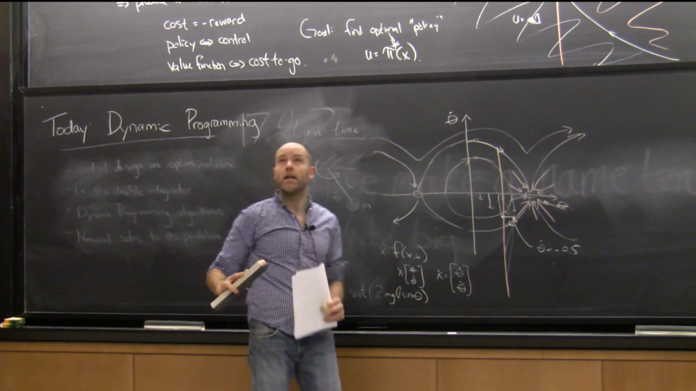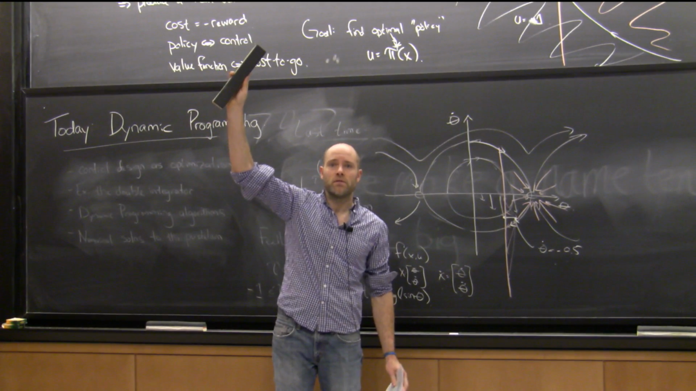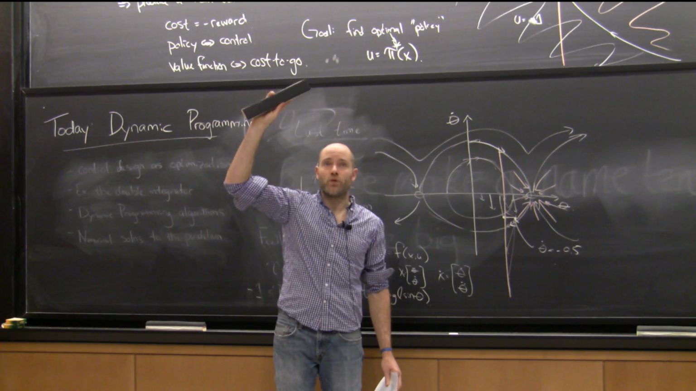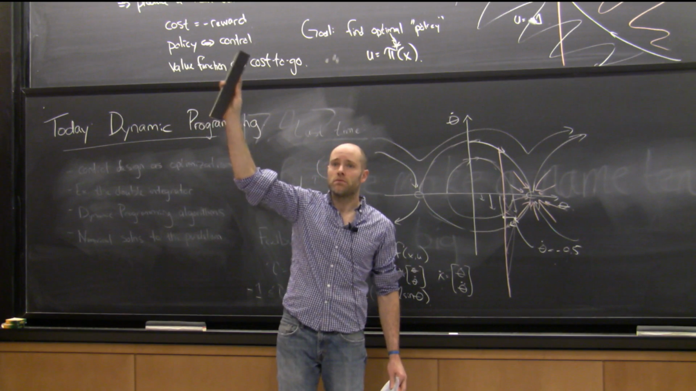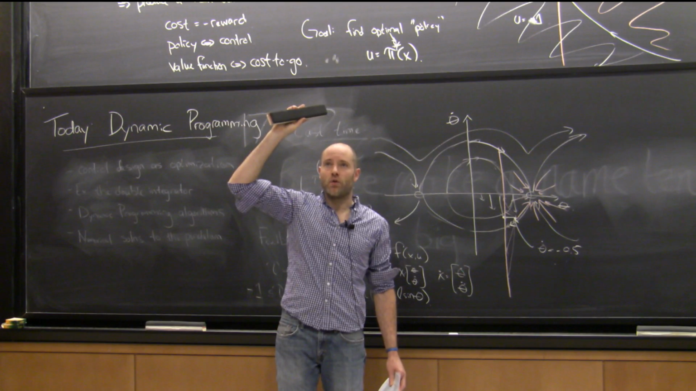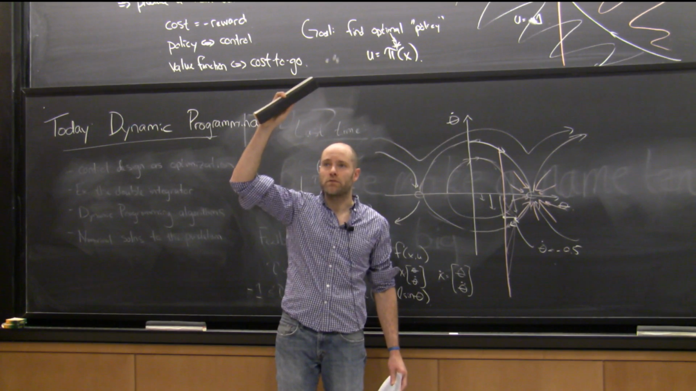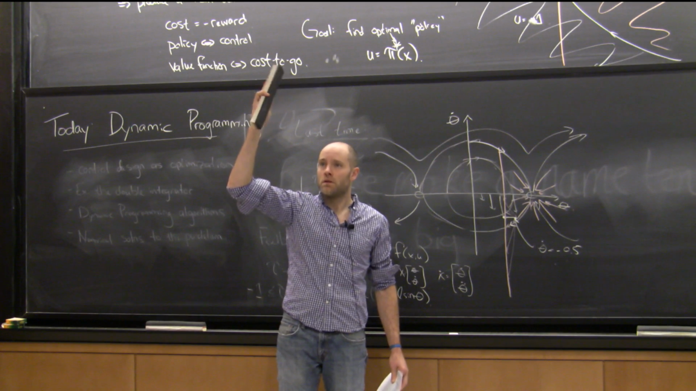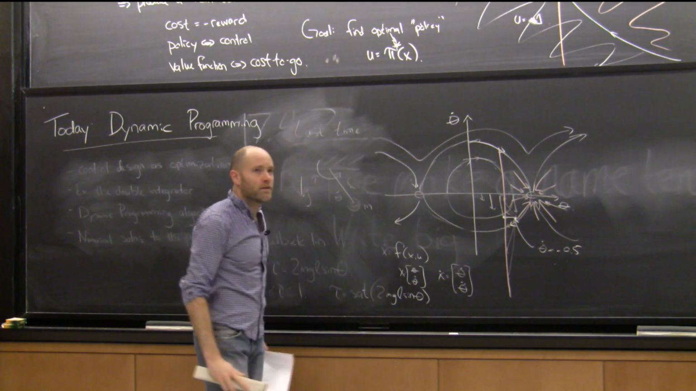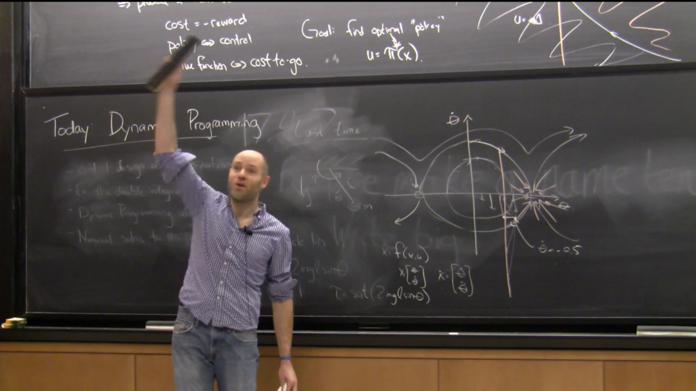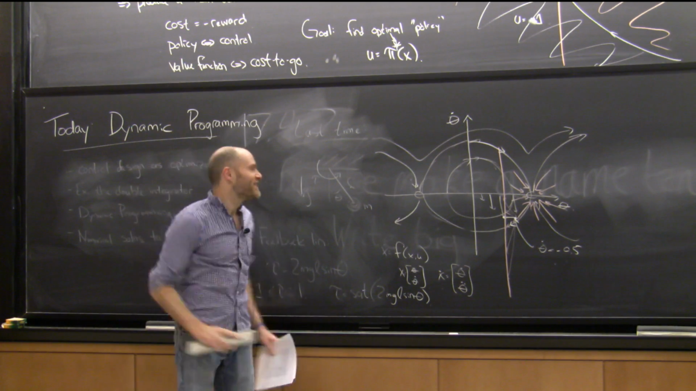How many people feel like they know what dynamic programming is? How many people feel like they know the graph search version of dynamic programming? How many people feel like they know the continuous time state version of dynamic programming? Yeah, okay. It's hard to do the intersection of those two. So how many people know both already? All right.